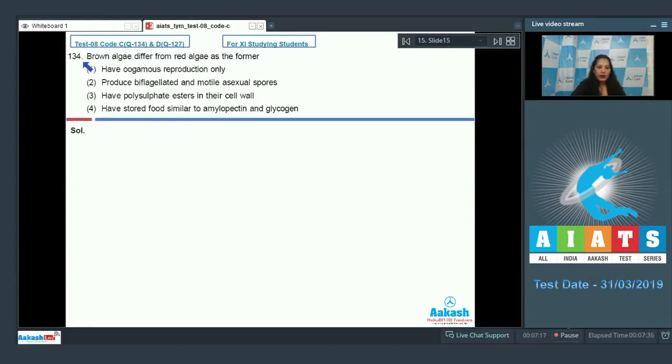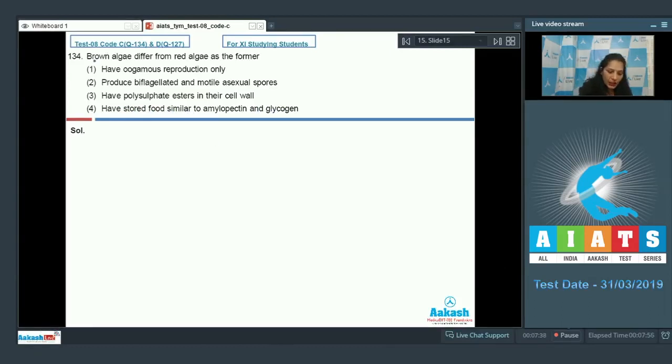Question number 134. Brown algae differ from red algae as the former. First option, have oogamous reproduction only. Second, produce biflagellated and motile asexual spores. Third, have polysulfate esters in their cell wall. Fourth, have stored food similar to amylopectin and glycogen.